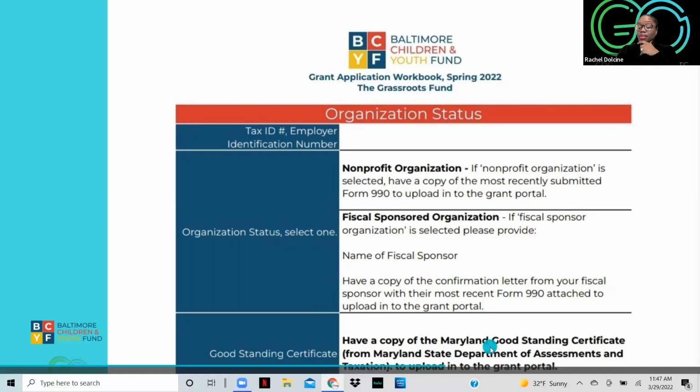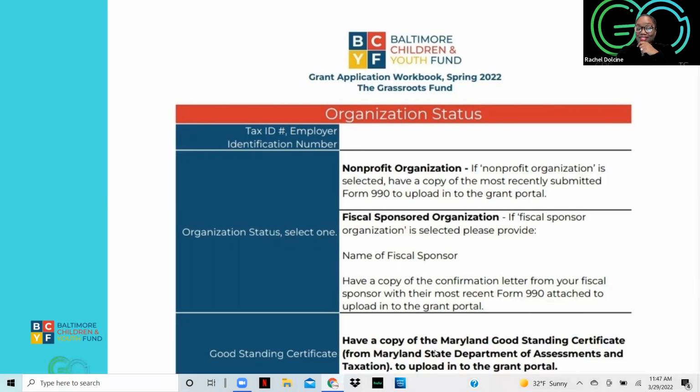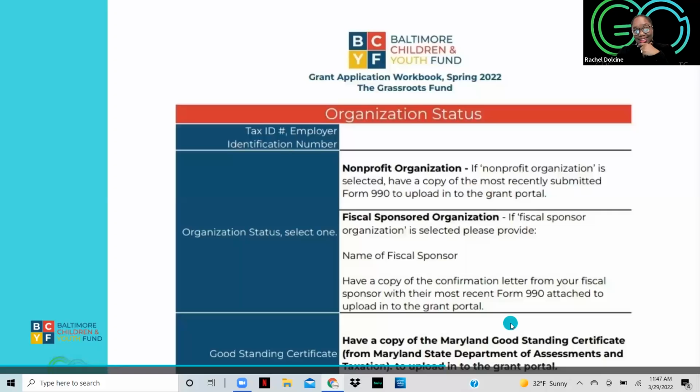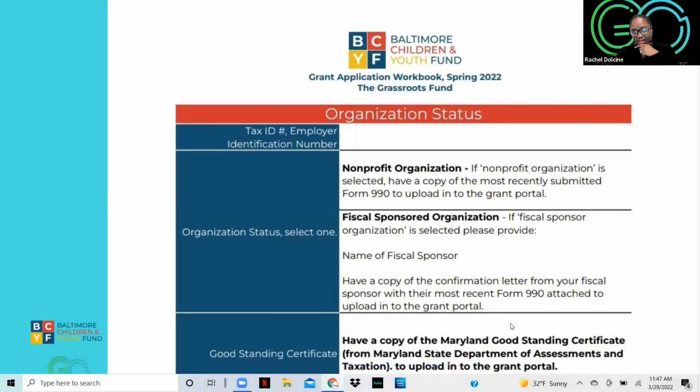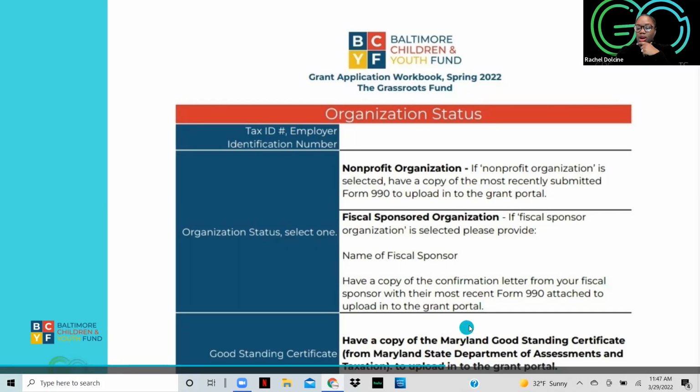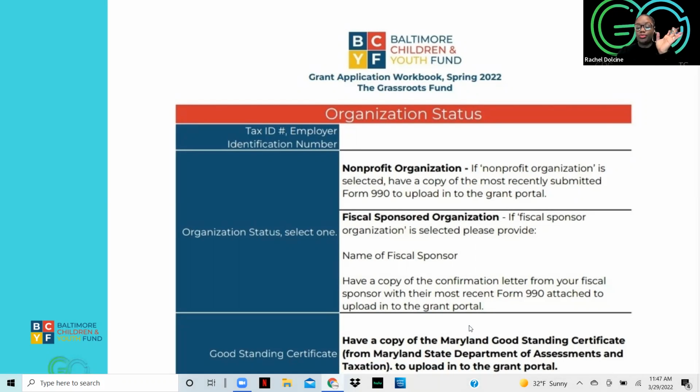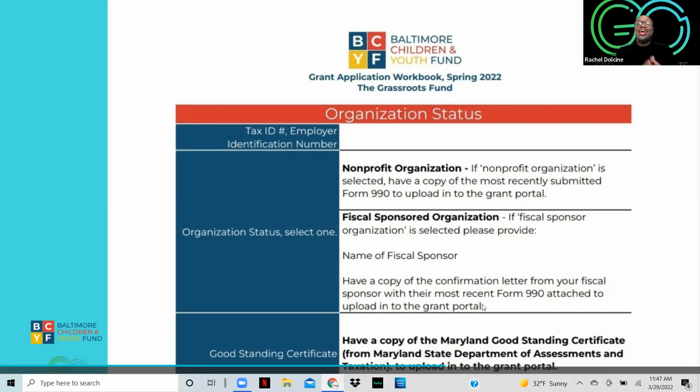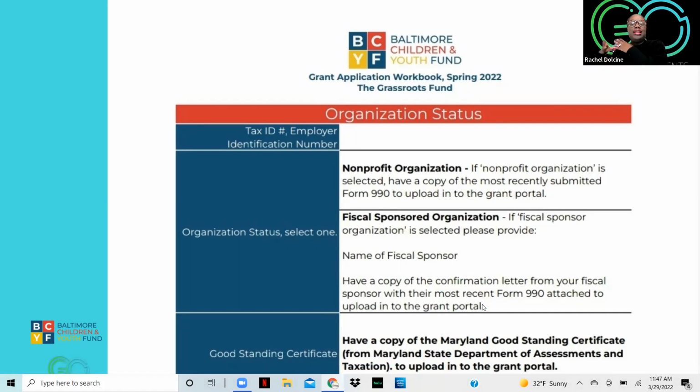But have a copy of your Maryland Good Standing Certificate from the Maryland State Department of Assessments and Taxation. This is where this points to those personal property tax returns that you have to complete every year. If you don't complete them, you are not in good standing with the state. And so you are not going to be able to get a certificate from the Maryland State Department, SDAT. I just call them SDAT. We'll just say SDAT. Too much to say all this over and over. So with SDAT, you are not going to be able to provide this, right? So it goes back to what I was saying before. It's important that we stay on top of the legal and the financial obligations that we have as organizations.